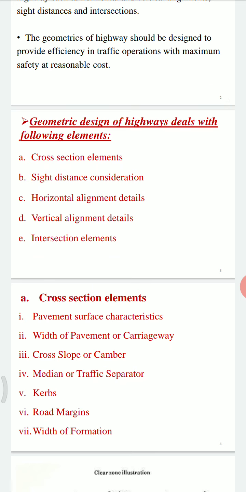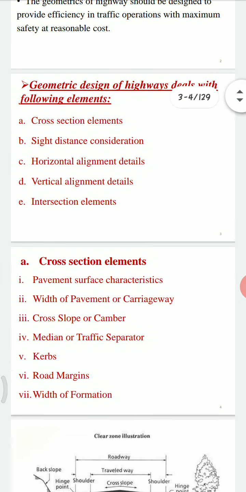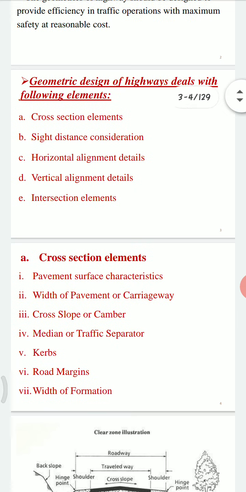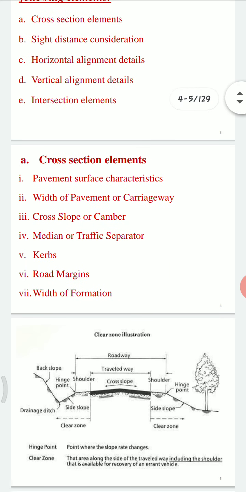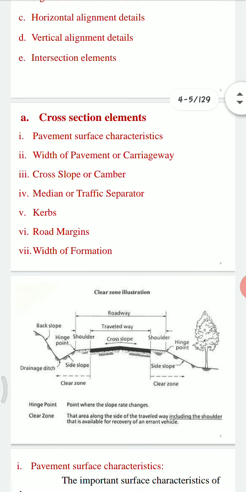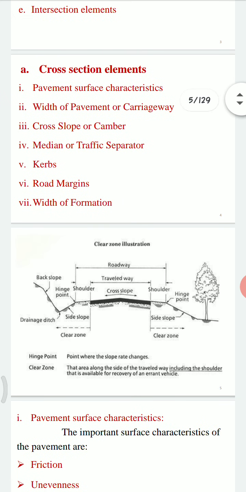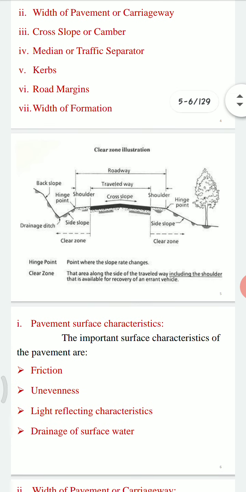The geometric design of highways deals with the following elements: cross-sectional elements, sight distance considerations, horizontal alignment details, vertical alignment details, and intersection elements. In that, first we go to the cross-sectional elements. Some topics in cross-sectional elements are already discussed: pavement surface characteristics, width of the pavement or carriageway, cross slopes or camber, median or traffic separator, curbs, road margins, and width of formation.